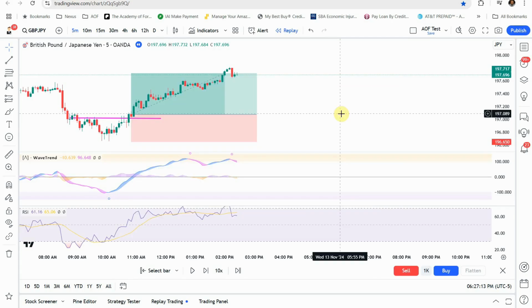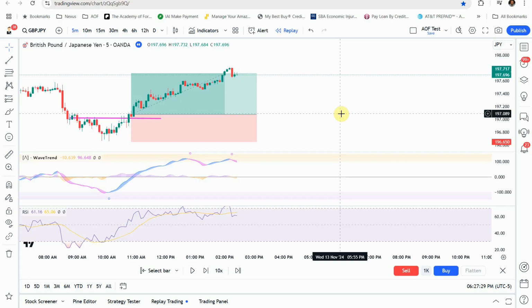Alright, so let's go ahead and go over the numbers on this strategy. So we did the 50 trade test like we normally do. And out of those 50 trades, we got 20 winning trades and 30 losing trades. It's going to put it at a 40% win rate.